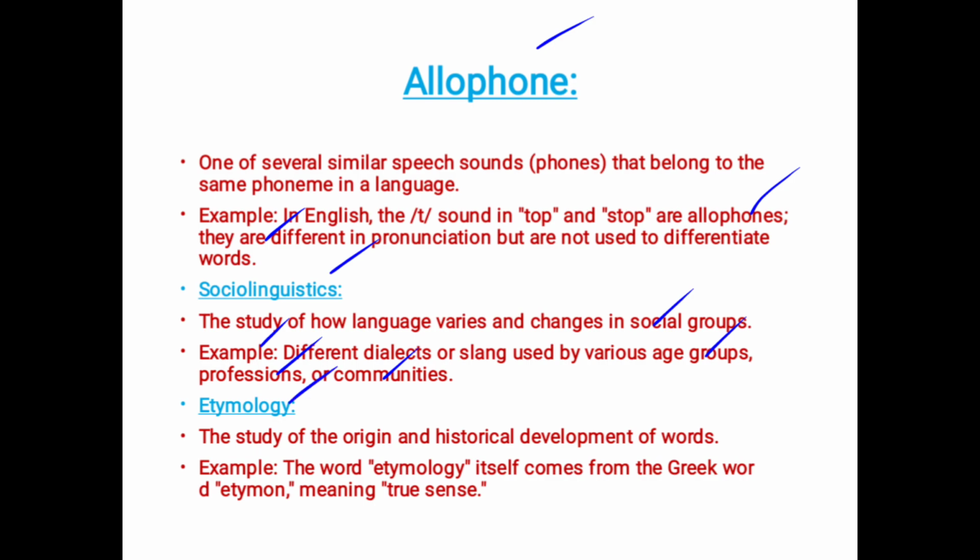Etymology, the study of the origin and historical development of words. I mean, that's all about the origin of the word. For example, the word happy. What's the origin of the word happy? What's the origin of the word sad? What's the origin of the words biology, chemistry, physics? For example, the word etymology itself comes from the Greek word etymon, meaning true sense.